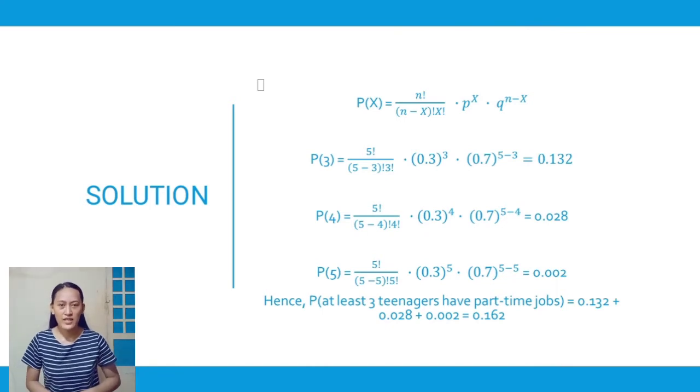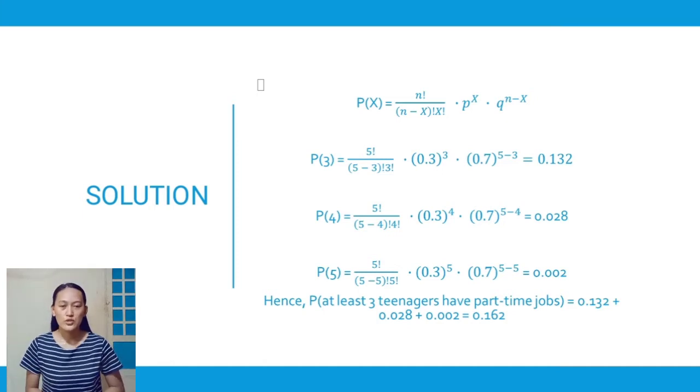So P of 3 is equal to 5 factorial over 5 minus 3 factorial times 3 factorial, times 0.3 cubed times 0.7 to the power of 5 minus 3, equals 0.132. The q is 70% because 30% of teenage consumers receive their spending money from part-time jobs, so 100 minus 30% is equal to 70%.